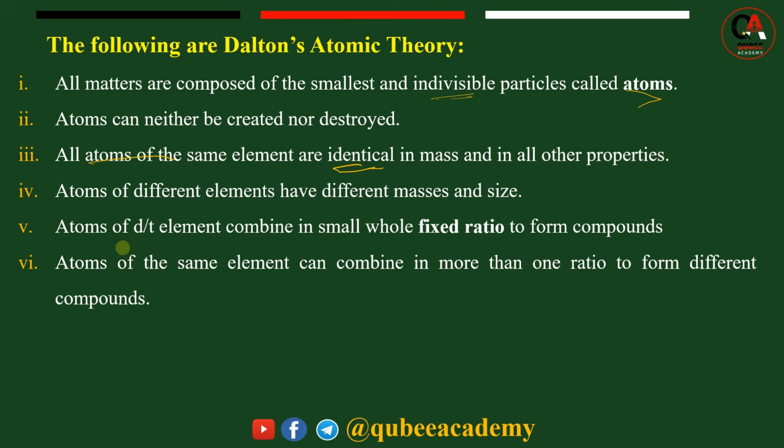The fifth theory says that atoms of different elements combine in a small whole-number ratio to form a compound. For example, if we take the reaction between sodium and chlorine to produce sodium chloride, when such atoms combine to form the compound, they combine in a fixed small whole-number ratio.